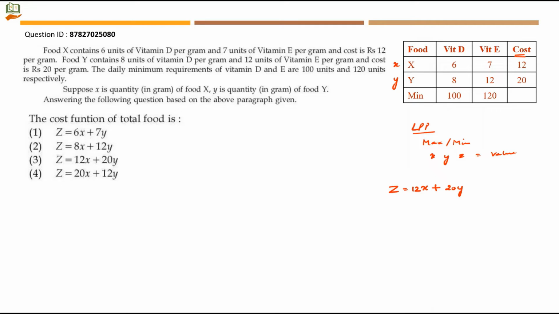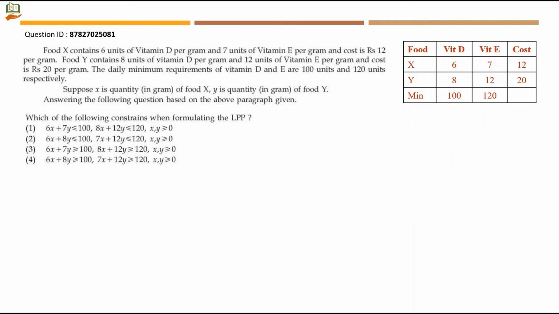Cost function will be 12x plus 20y. This is from food X cost and this is from food Y cost. This is how you will be framing the cost function from the above given data. Option number 3, Z is equal to 12x plus 20y will be the right answer.